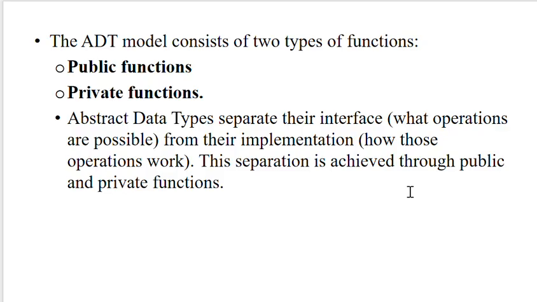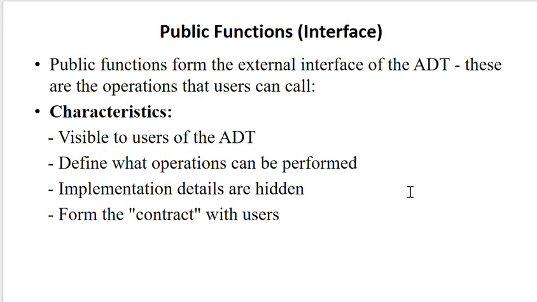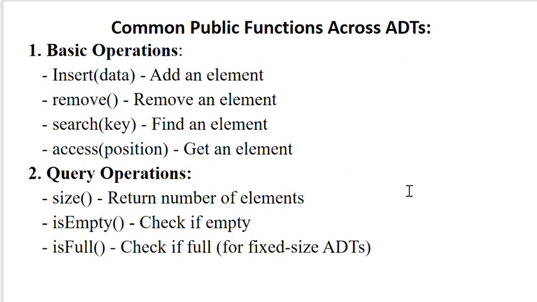ADTs separate their interface from their implementation. This separation is achieved through public and private functions. What is meant by public function? The public functions form the external interface of the ADT. These are the operations that users can call. The characteristics are: visible to users of the ADT, and they define what operations can be performed. Implementation details are hidden from users.